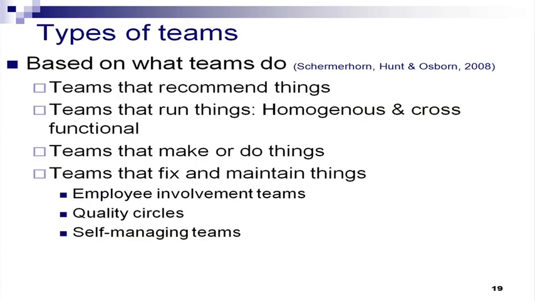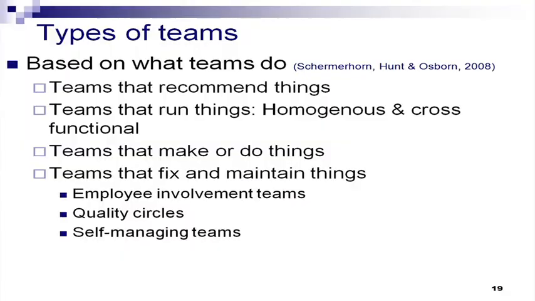Some types of teams based on what teams do. We have teams that recommend things, we have teams that run things, that manage things. You could have homogeneous and cross-functional teams. Again, I'll tell you the difference between the two. Homogeneous teams are where everybody is doing the exact same thing, doing parts of the same thing. So the distribution is more around the quantity of work rather than the different aspects of the work. And we have cross-functional teams where you can divide the work into different parts.